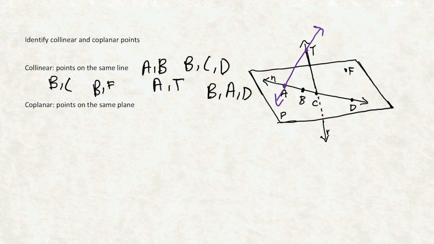Moving on to coplanar points, which are points on the same plane. You can do B, F, and D, or you can do A, B, C, for example, because collinear points can also be coplanar, but not always. If the line is not on the plane, then they cannot be coplanar. But if the line is on the plane, then the collinear points can also be coplanar.